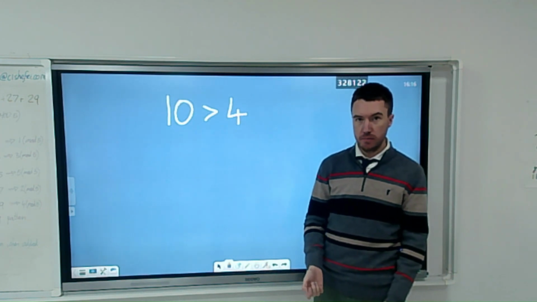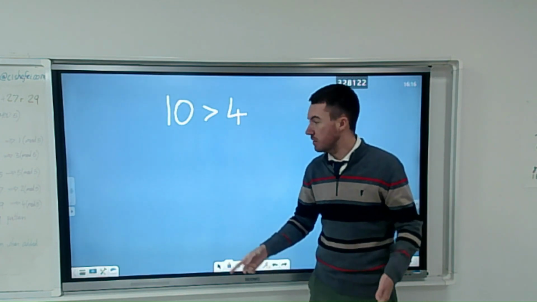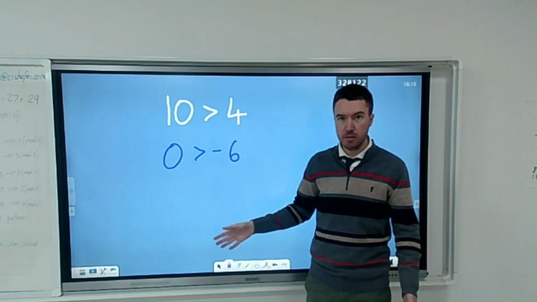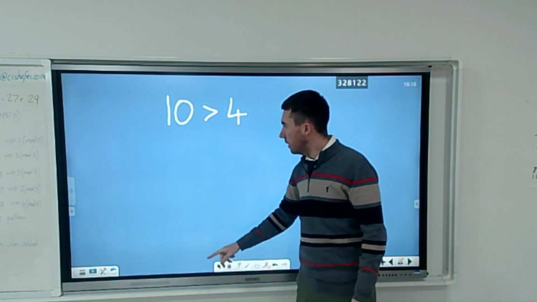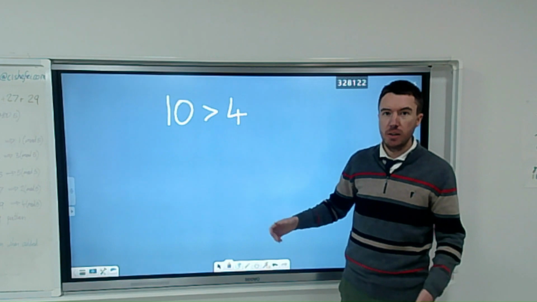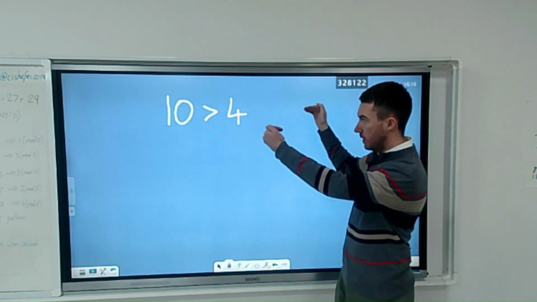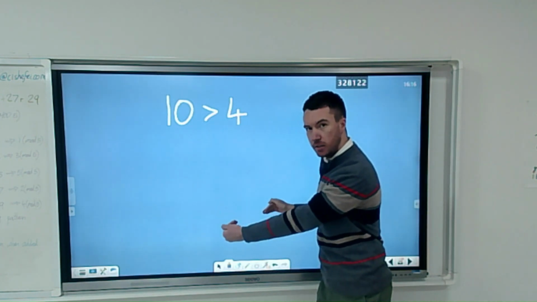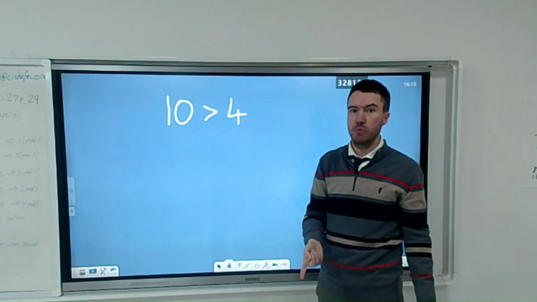How about minus? Well, if I take away 10 on both sides, I get 0 bigger than negative 6, which is right. 0 is bigger than negative 6. If I take away 2 on both sides, I get 8 bigger than 2, etc., etc. For the same reasons that adding to both sides keeps this making sense, then minus on both sides keeps this making sense. How about multiplication?